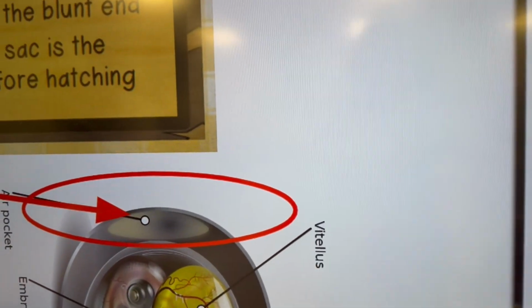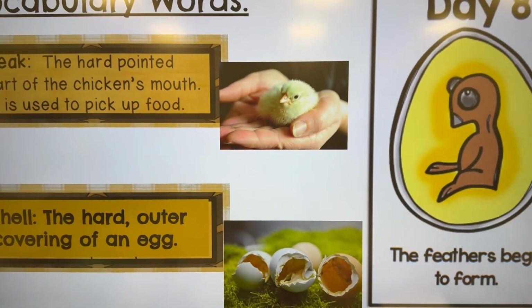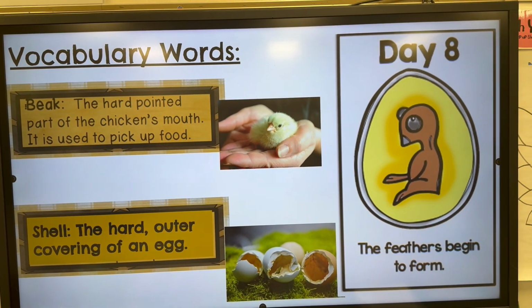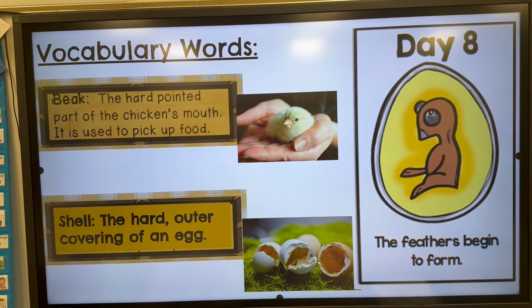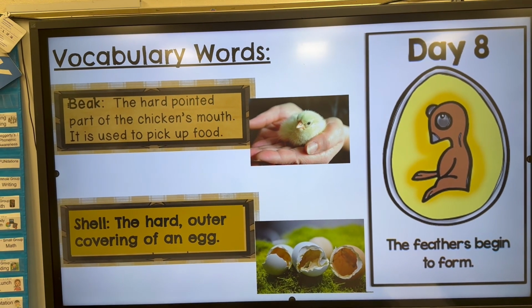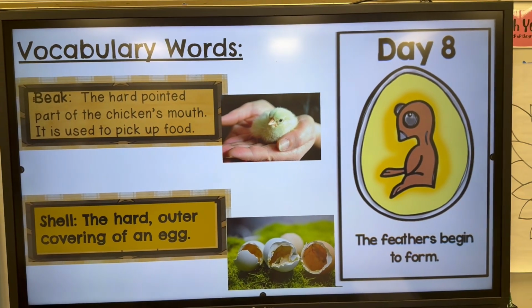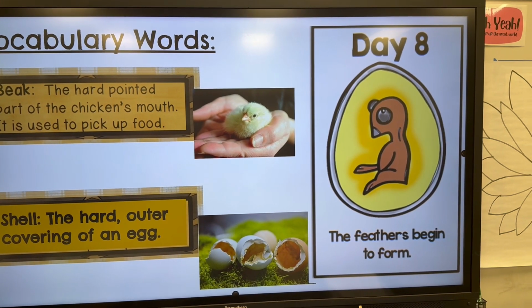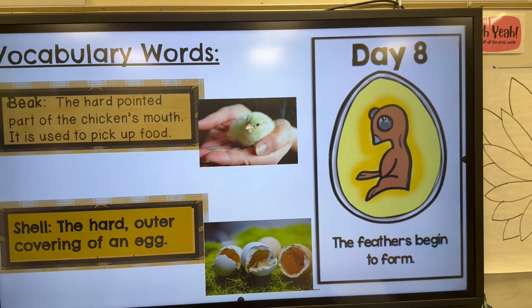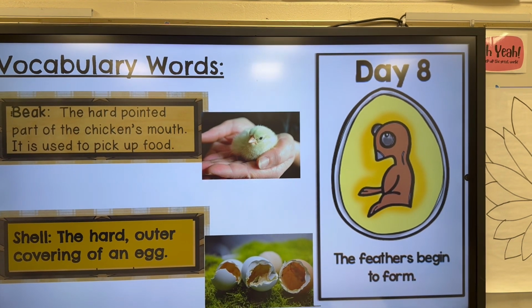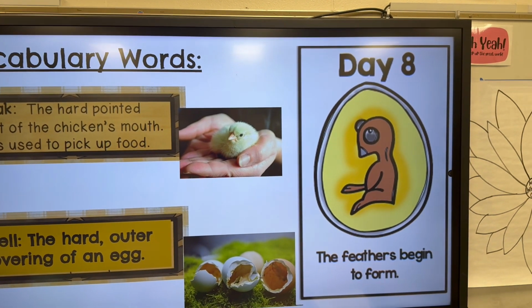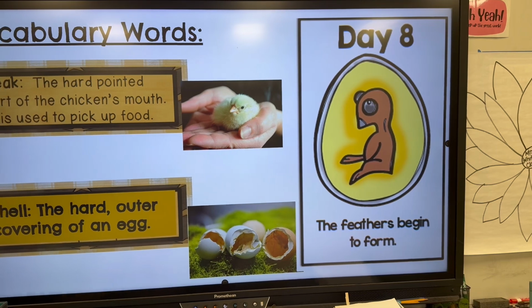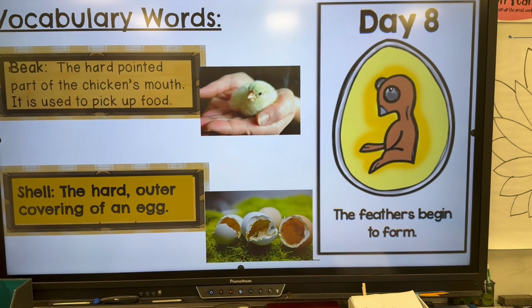And then today is Monday, April the 21st, and it's day 8 of our life cycle of a chicken unit. We're learning 2 new words today. Beak, which is the hard, pointed part of the chicken's mouth. It is used to pick up food. And then the shell is the hard outer covering of an egg. That's our second word for today. And on day 8, the feathers began to form.